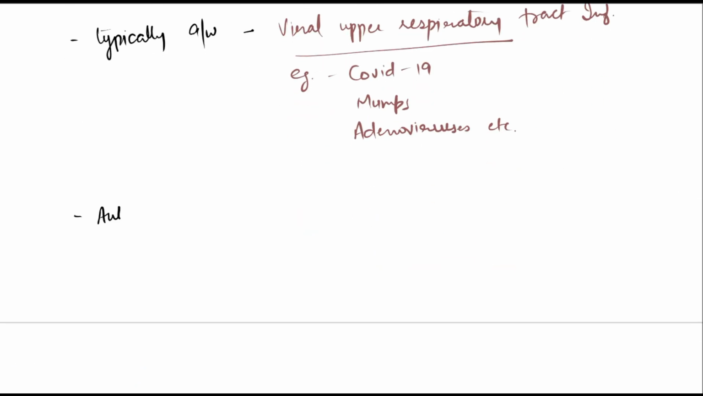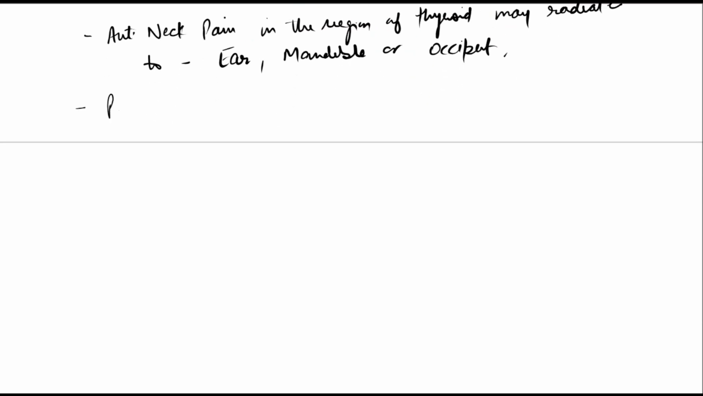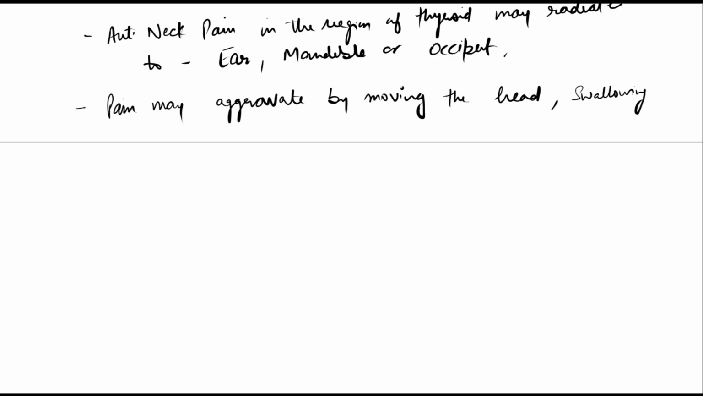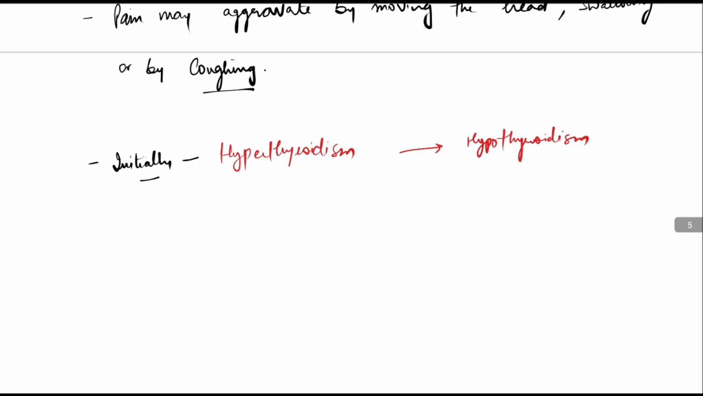The anterior neck pain in the region of the thyroid occurs abruptly and may sometimes be unilateral. It may radiate to the ear, mandible, or occiput. The pain may be aggravated by moving the head, swallowing, or coughing. Initially, there is hyperthyroidism, later followed by a period of hypothyroidism. Full recovery occurs in 4 to 6 months.